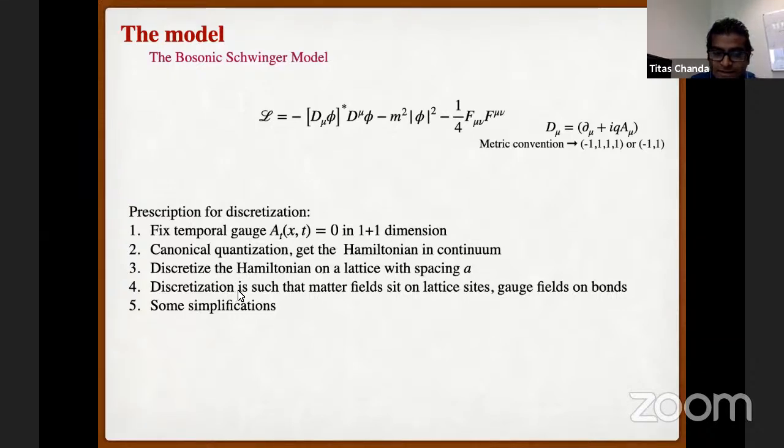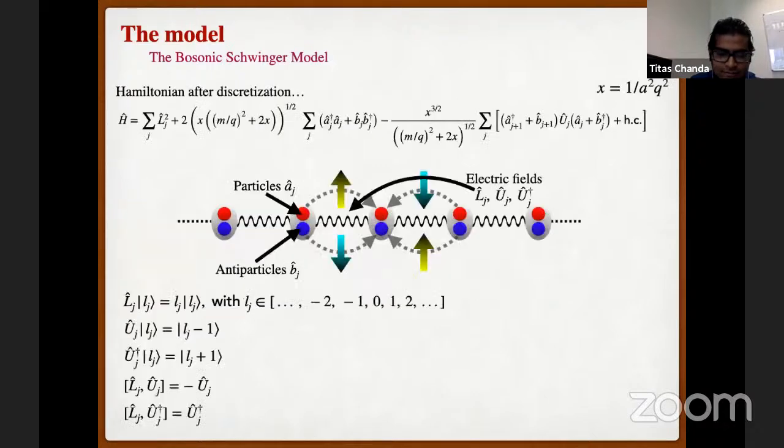And the discretization is done in such a way that matter fields, that is this phi, sit on lattice sites, and the gauge fields, that is this A, sit on the bonds between two lattice sites. Then there are some simplifications, and after those simplifications, we arrive at this Hamiltonian. So this is the qualitative picture, how it looks.